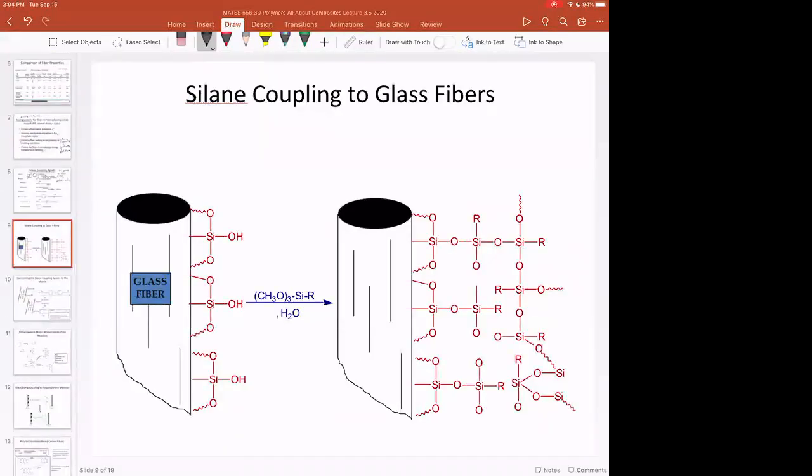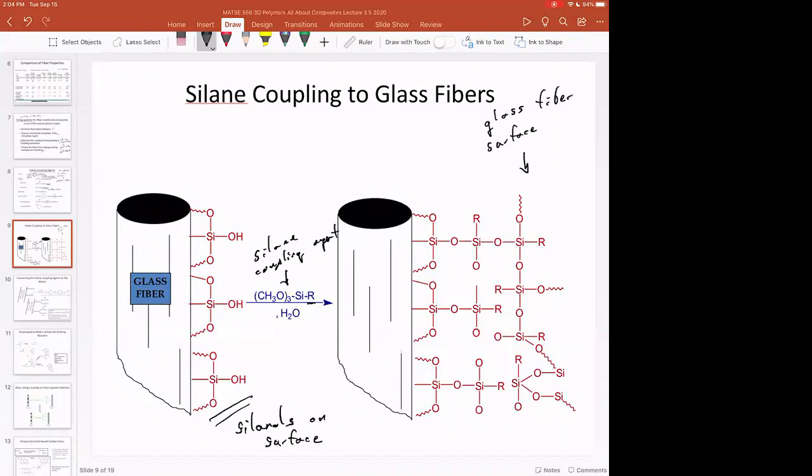So if we look here, you take the glass fiber with silanols on it. And you take your silane coupling agent. So this is just an organic chemistry nomenclature for R is something organic that reacts with a polymer. So here's your silane coupling agent. And then now you're going to have a glass fiber surface that's modified for adhesion with the polymer.